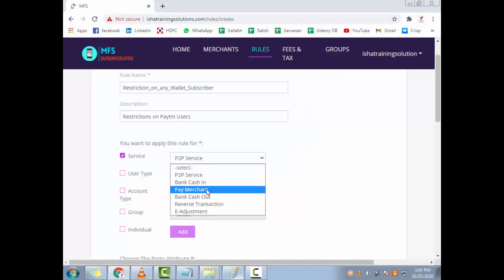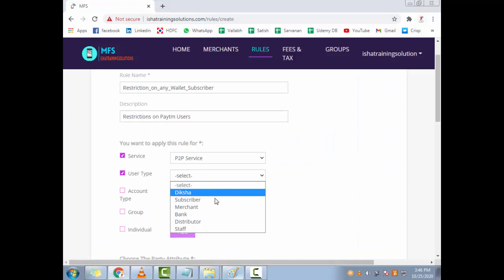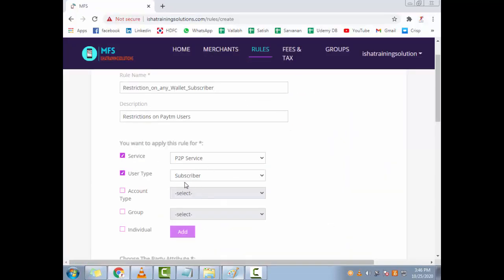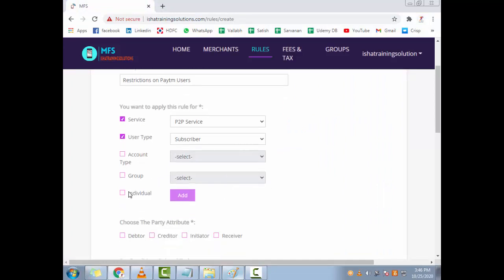Yes, there is merchant. So you are paying a merchant, let's say a Pizza Hut guy, or a McDonald's guy, or Max. These are all shops, these are all stores. If you want some rules applied to them, then we will apply the rules or restrictions to them. For now, the restriction is from person to person payment. And the user type is only for the subscriber. Kumar is a subscriber, so we want these rules to be applied only to the subscriber.